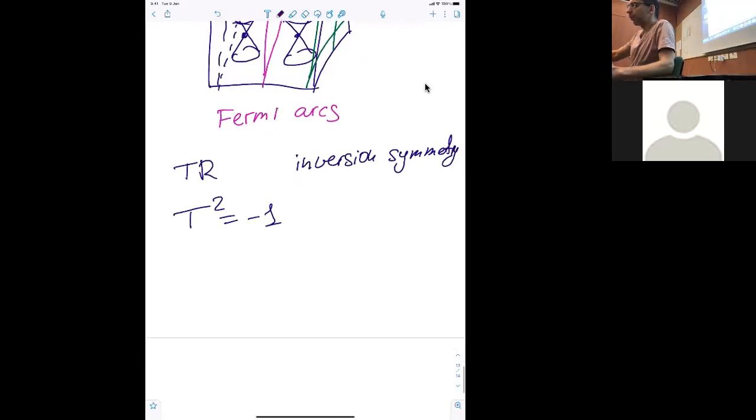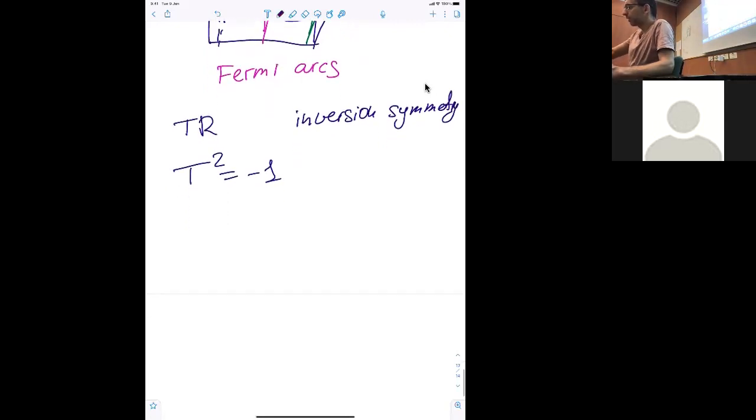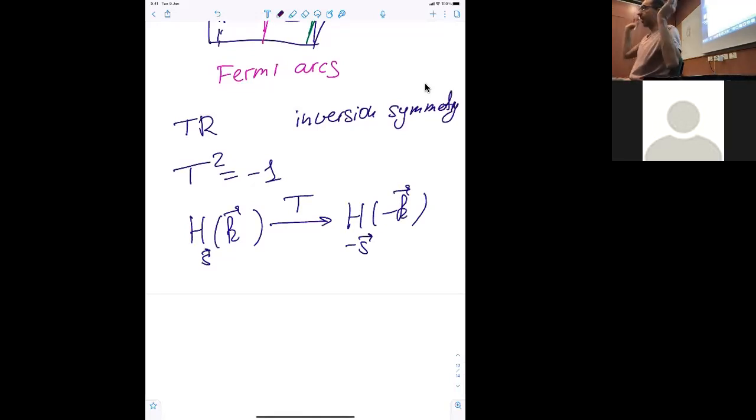In particular, if you look at the Hamiltonian, which is written in K space and has some spin component, if you apply the time reversal operation to it, it will map all the states with K to -K and all spins to the inverse. This is a time inversion symmetry acting on an effective Hamiltonian in K space.